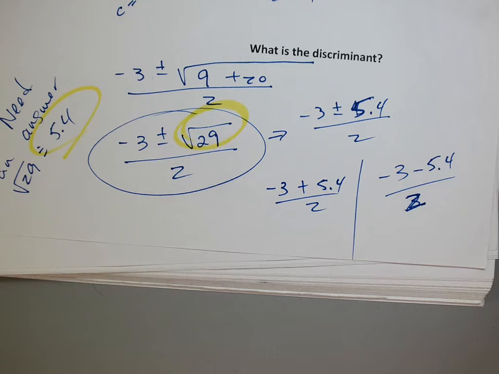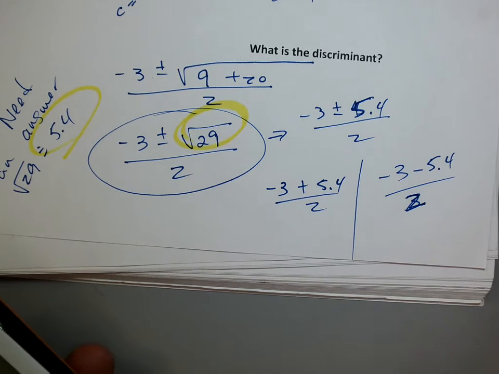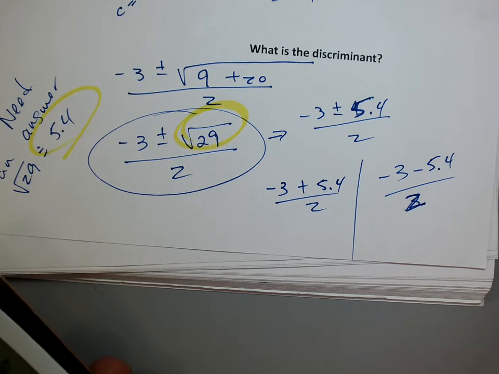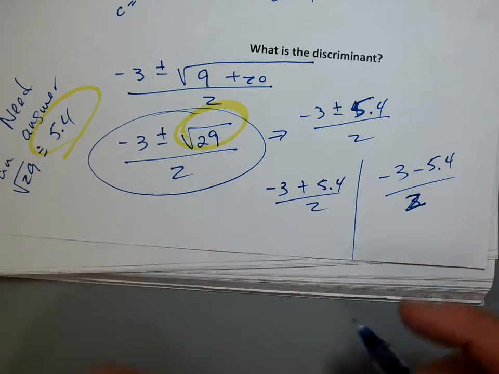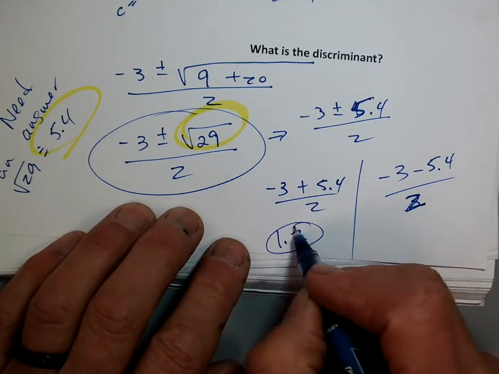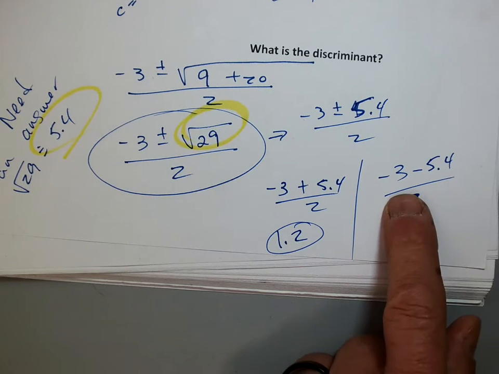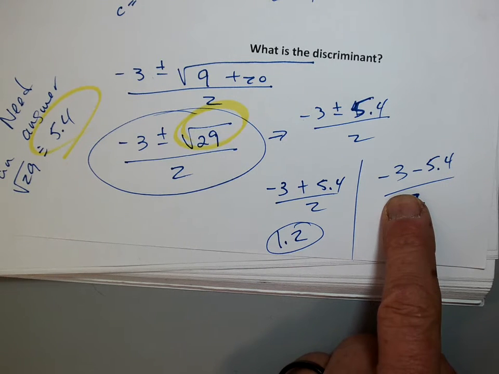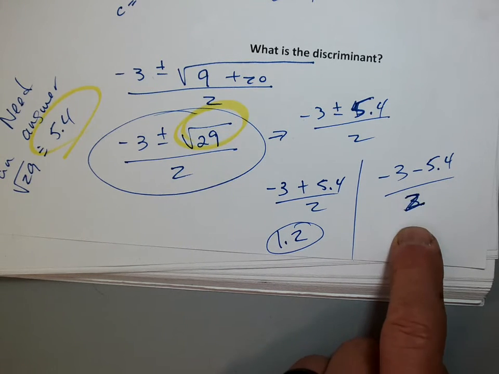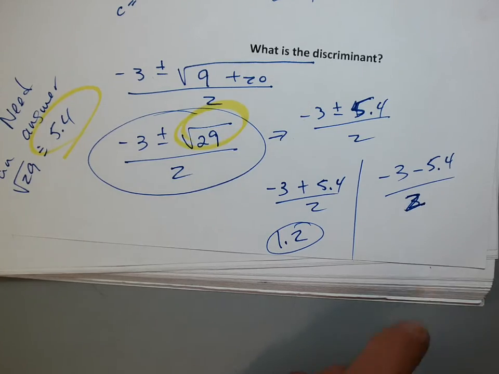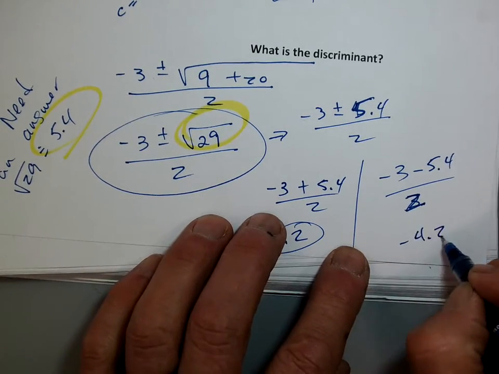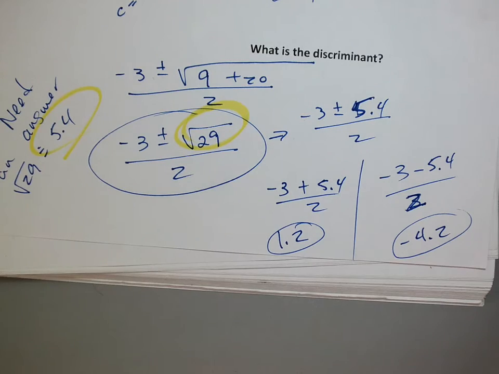Okay, and then I'm just going to use my calculator to get my answers, right? So I'm going to go negative 3, plus 5.4. I'm going to take that answer and divide it by 2. So one of my answers is about 1.2, and the other answer would be, well, let's see, negative 8.4 divided by 2. And the other is about negative 4.2, okay? That's it. I like this answer.